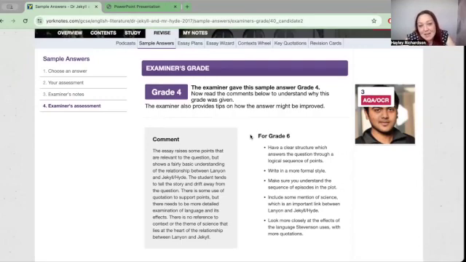The examiner also provides tips on how the answer might be improved. Comment: the essay raises some points that are relevant to the question, but shows a fairly basic understanding of the relationship between Lanyon and Jekyll or Hyde. The student tends to tell the story and drift away from the question. There is some use of quotation to support points, but there needs to be more detailed examination of language and its effects. There is no reference to context or the theme of science that lies at the heart of the relationship between Lanyon and Jekyll. Absolutely. It's very surface level.